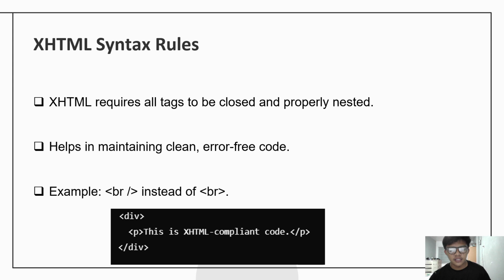So the strict syntax of XHTML reduces the chance of errors or inconsistencies when rendering the web page in different browsers. So an example is br with a slash, instead of br. So XHTML requires all tags, even empty ones like br, to be closed. So the correct XHTML tag is br with a slash.